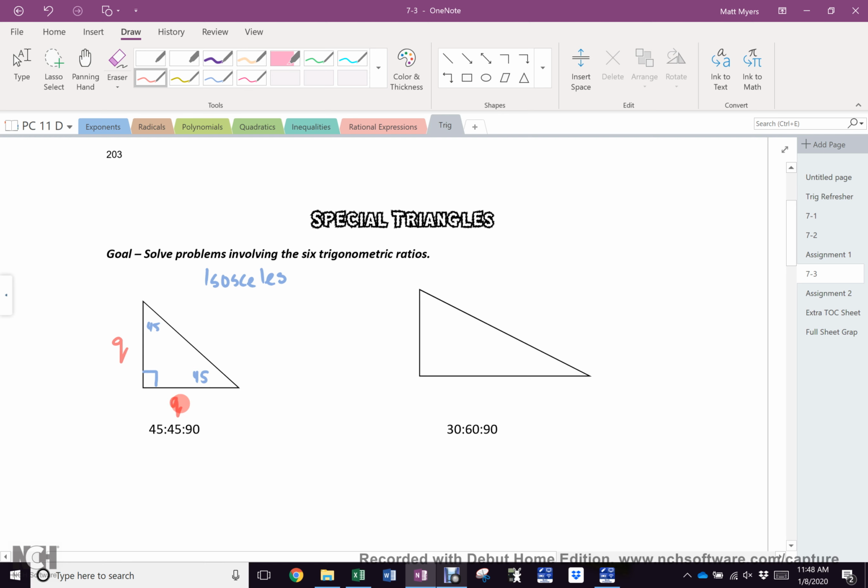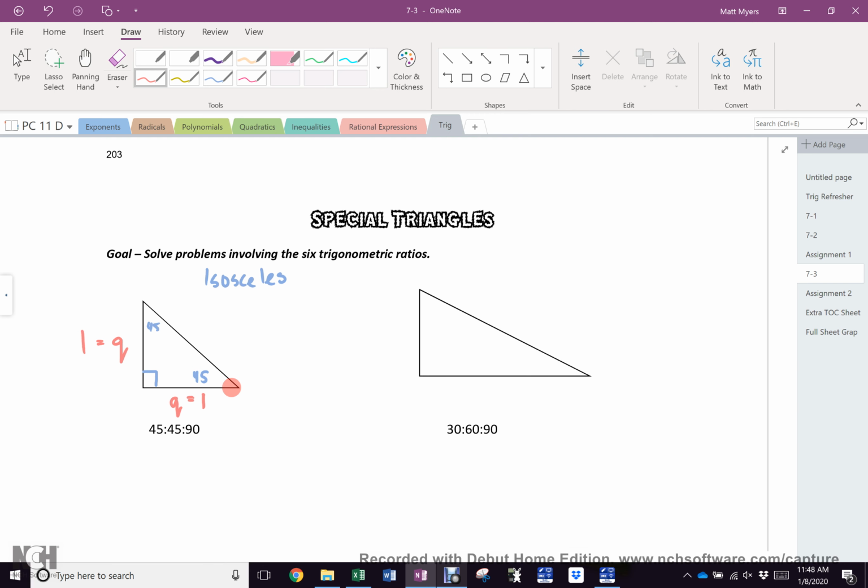Now, what would be the easiest number to assign to Q? 1. I can't assign 0. It's obviously a distance. So what's the easiest number to assign to Q? 1. Excellent. So if Q equals 1, then can you tell me how long the hypotenuse is? How long is it?